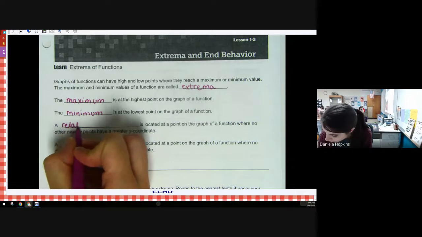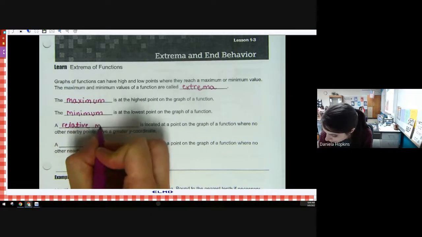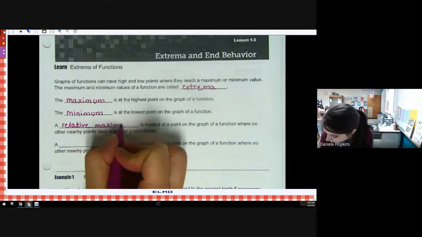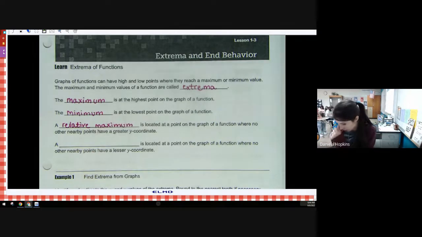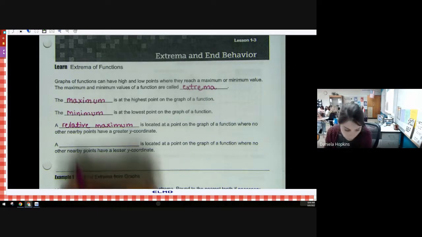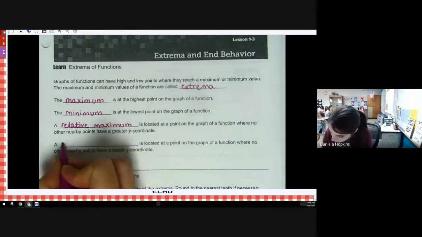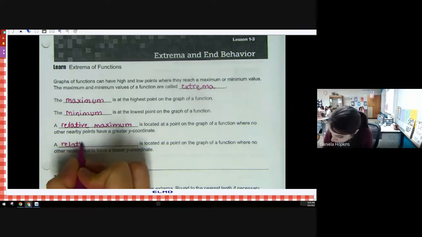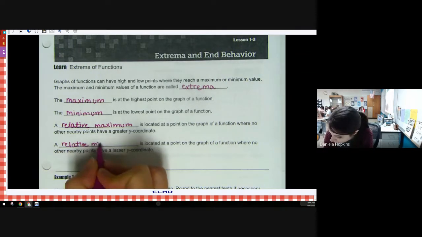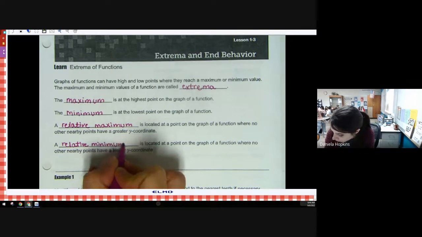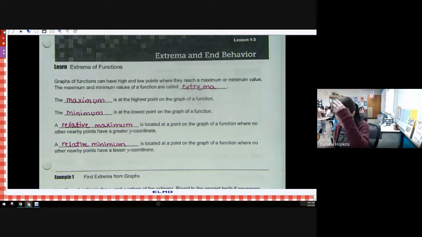One of these ideas is a relative maximum. A relative maximum is located at a point on the graph of a function where no other nearby points have a greater y coordinate. You might also see this textbook calls them relative. You could see it as a local max or a local min, but we're going to use the word relative. So then a relative minimum is located at a point on the graph of a function where no other nearby points have a lesser y coordinate.